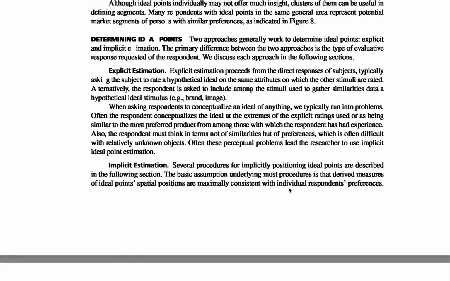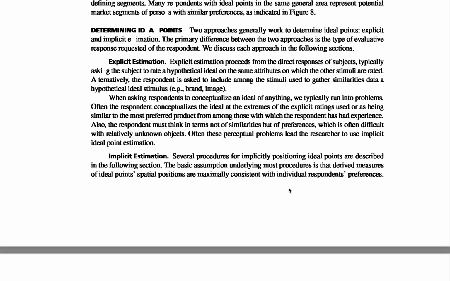Explicit estimation. Explicit estimation procedures ask the respondent directly about an object, typically asking the subject to rate a hypothetical ideal on the same attribute in which the other stimuli are rated. A respondent is asked to rate a hypothetical ideal, included among the stimuli used in the similarities data.